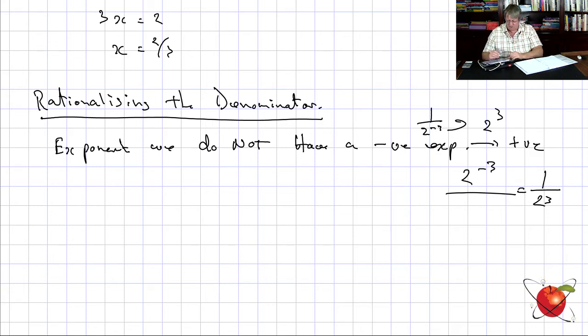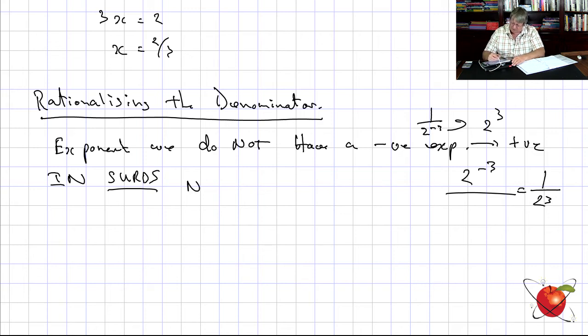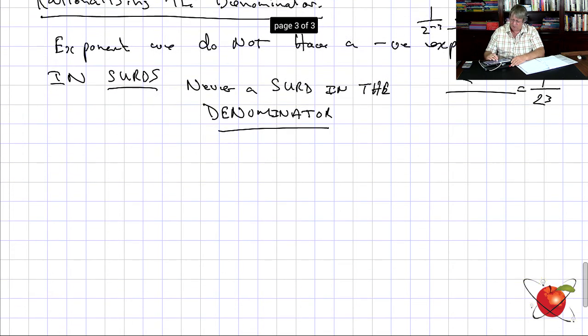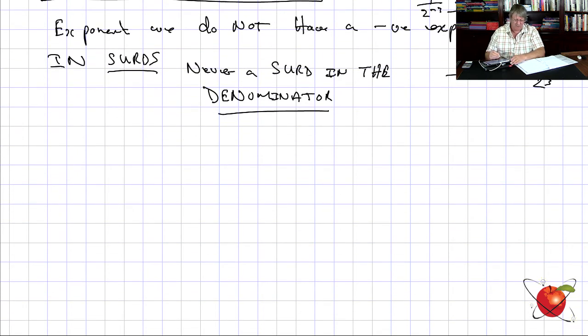It is in surds. So in surds, which is where we are right at this point, we never have a surd in the denominator. We never have a surd in the denominator. Well, what do we do? We rationalize the denominator.